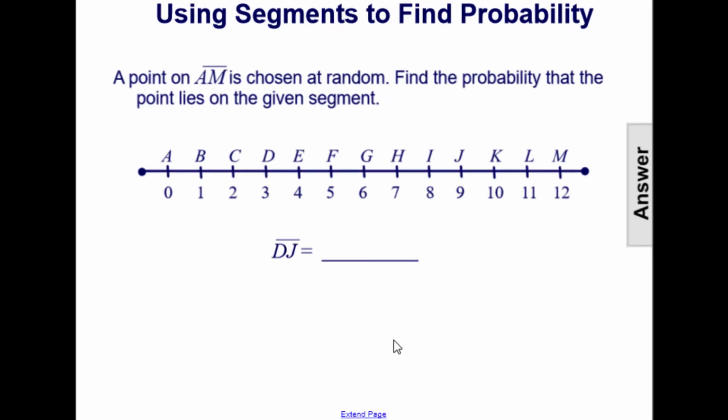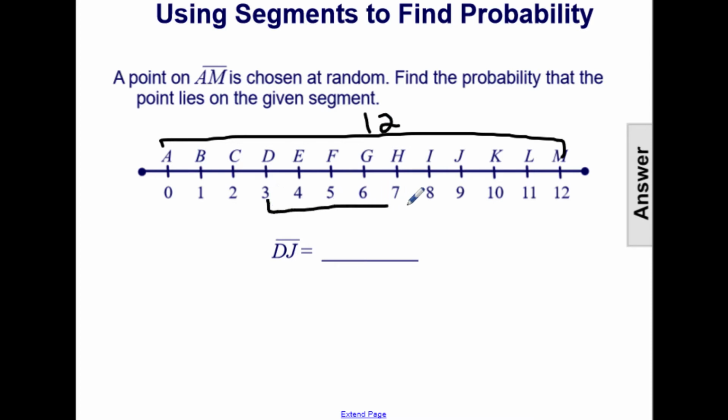We have segment AM again, where a point on AM is chosen at random, but now we're finding the probability that the point lies on the segment DJ. AM is still from 0 to 12, so we still have a length of 12. Now DJ is from 3 to 9, which is a length of 6. So we have a probability of 6 over 12, which we can simplify to 1/2. So the probability of the point being on DJ is 1/2, or 0.5, or 50%.